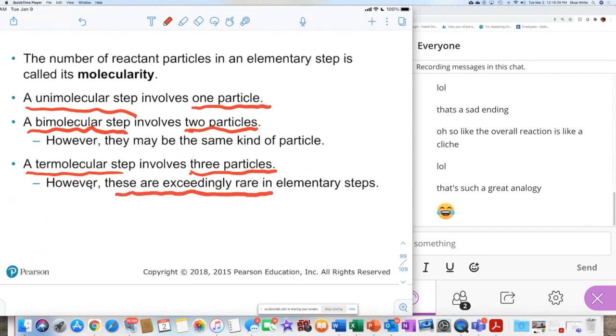What we are saying here is if you have a chemical reaction that has a prerequisite of three specific particles colliding together.